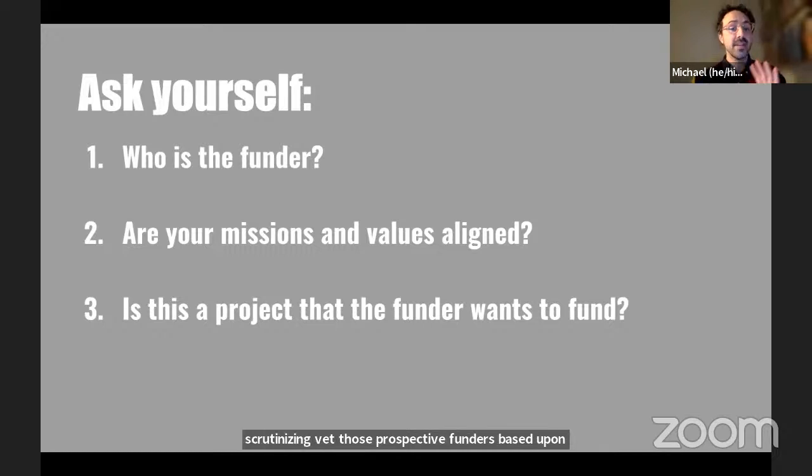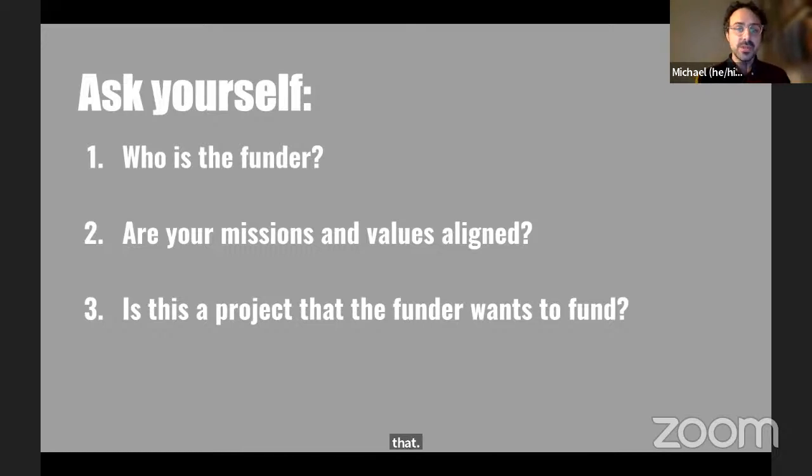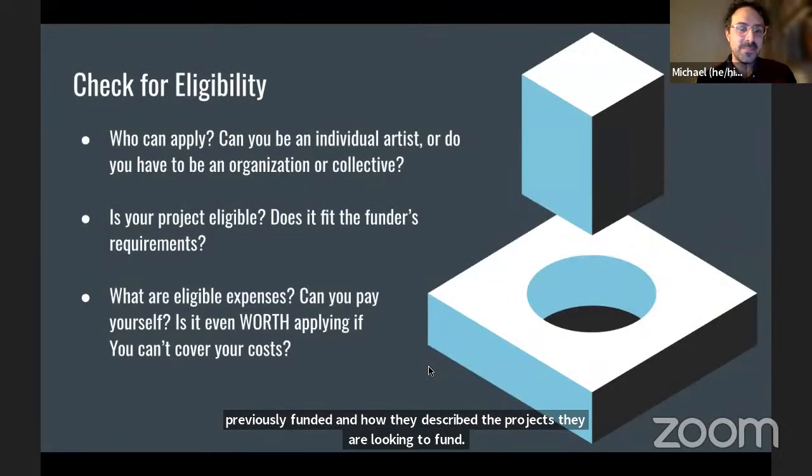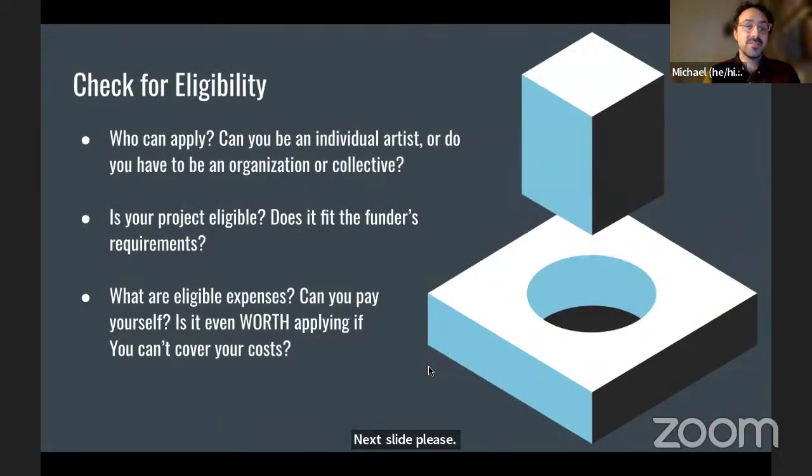Now, beyond assessing values alignment, you want to determine if the grant issuer will fund you and your project. So look at what projects they've previously funded and how they describe the projects they're looking to fund. Next slide, please. On that note, first things first, make sure you're eligible.